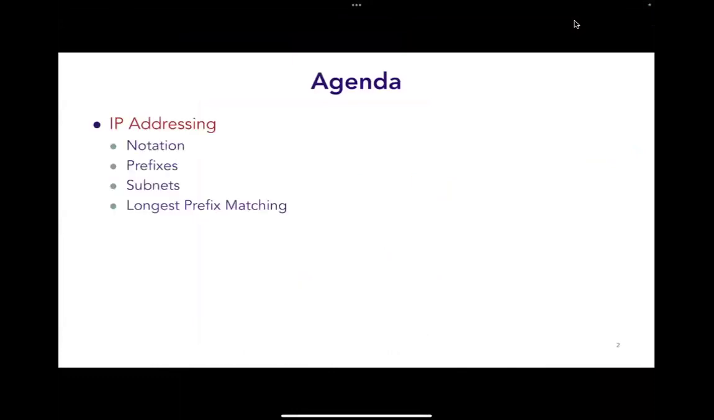The agenda is to talk about IP addressing. We'll talk about the notation, prefixes, subnets, and finally longest prefix matching. We already understand what prefixes are. It's the earlier portion of IP addresses. And this understanding of IP addressing will lead to the understanding of border gateway protocol, which is the protocol which connects different service provider networks, and it is used for internet scale routing.